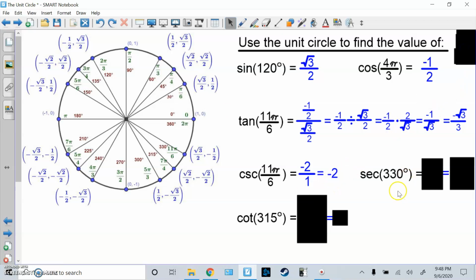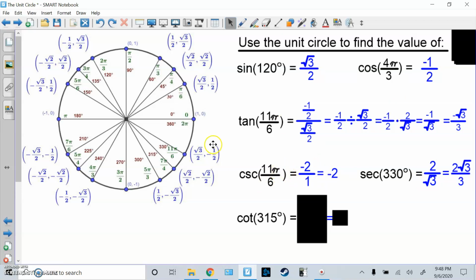Alright, secant of 330. 330 is also right here. Secant goes with cosine. So instead of A over H, it's H over A, which is the x value. And I'm going to flip this. Instead of root 3 over 2, it's going to be 2 over root 3. You rationalize that to get 2 root 3 over 3.